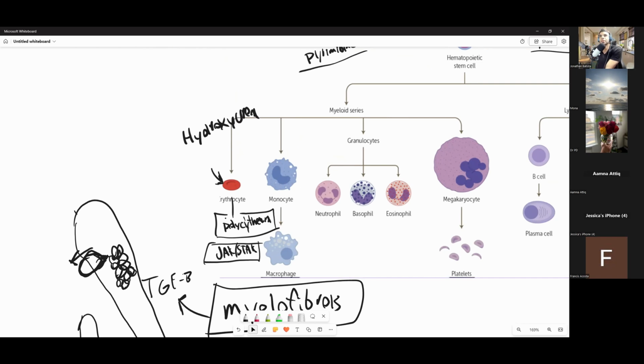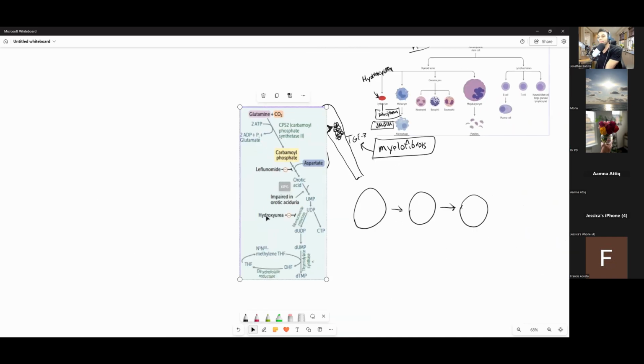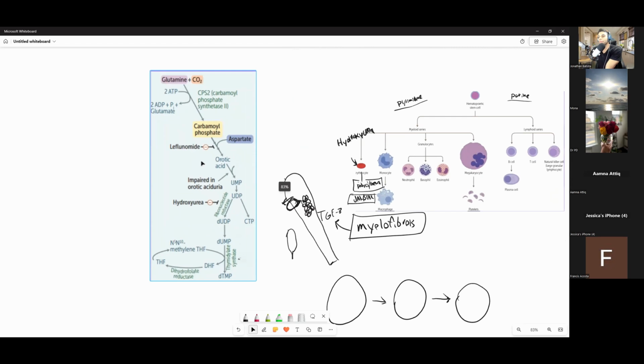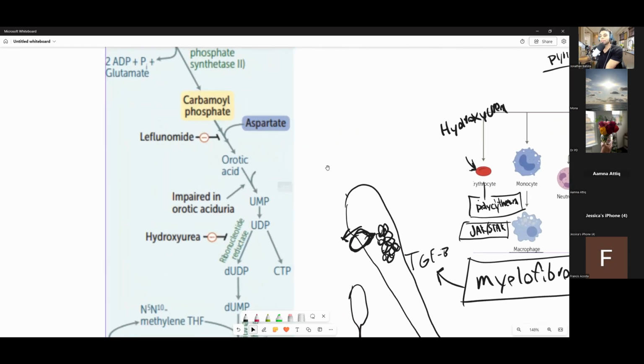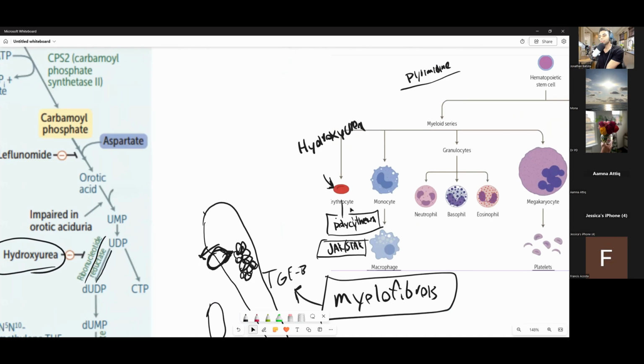Let's take a look at that. Let's see how that looks. So here I'm going to put it right next to it. It makes sense that if the de novo pathway is so important here for pyrimidine, look, we're giving hydroxyurea to inhibit ribonucleotide reductase as a treatment for these kind of issues, right?